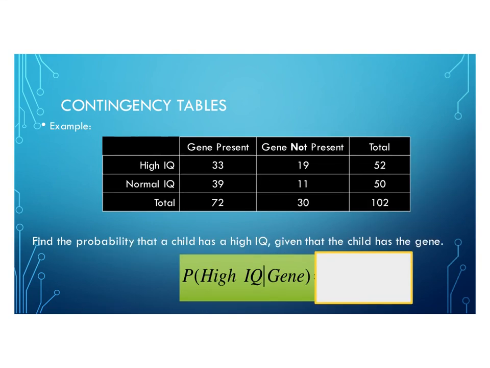Next question, we want to find the probability that a child has a high IQ given that the child has the gene. This one's a little different because we already know that the child has the gene. So gene present, 72, and has a high IQ, 33.